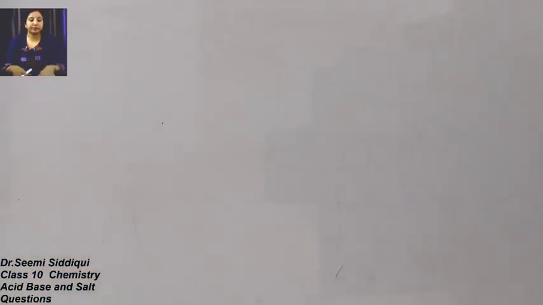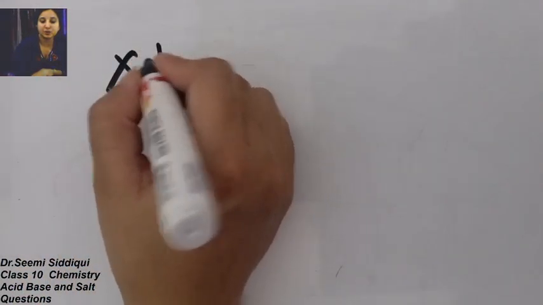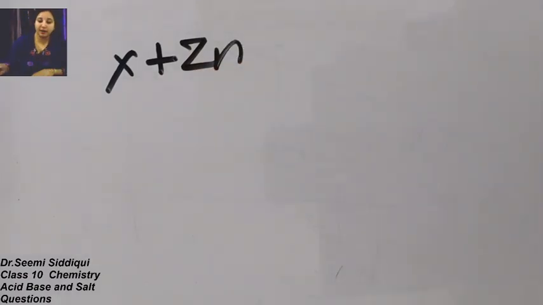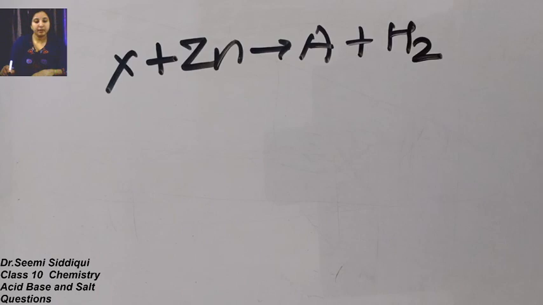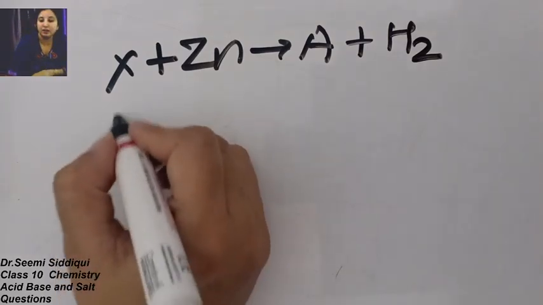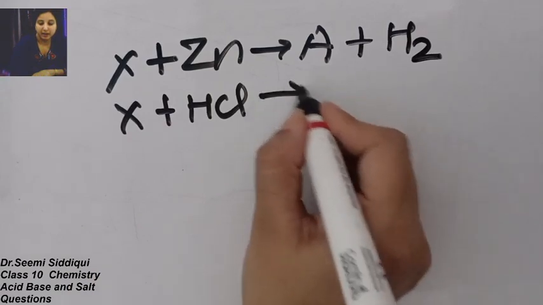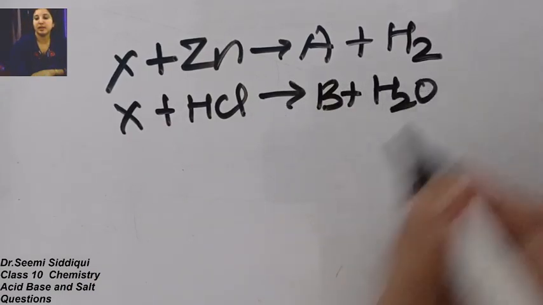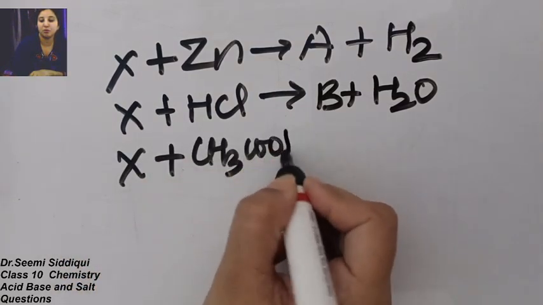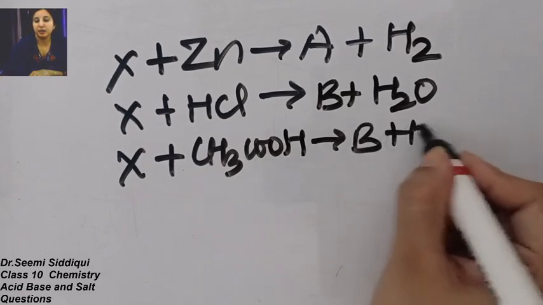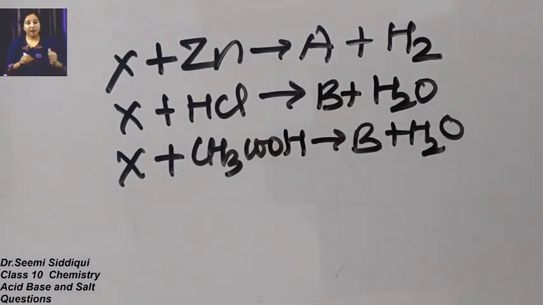Coming to the next question. A compound X reacts with zinc and forms a compound A and liberates hydrogen gas. X also reacts with HCl and gives B plus H2O. Then X is also reacting with CH3COOH and giving C plus H2O. Identify X, A, B, C and D.